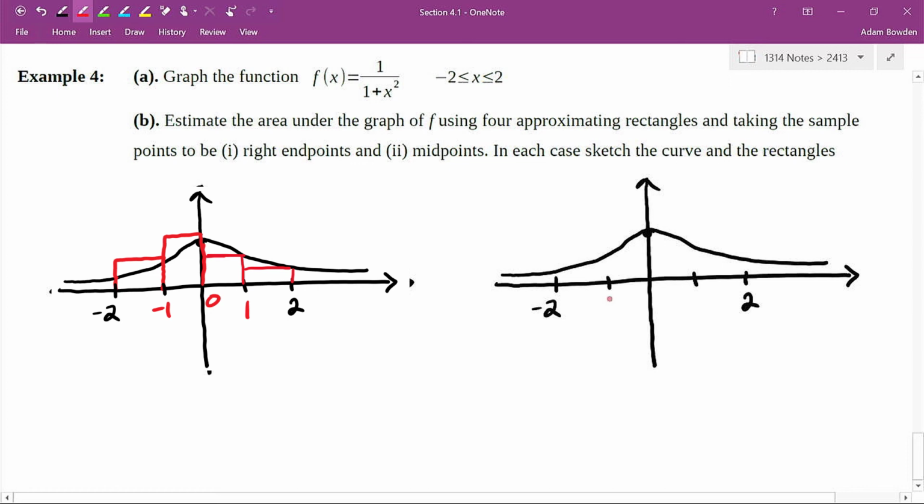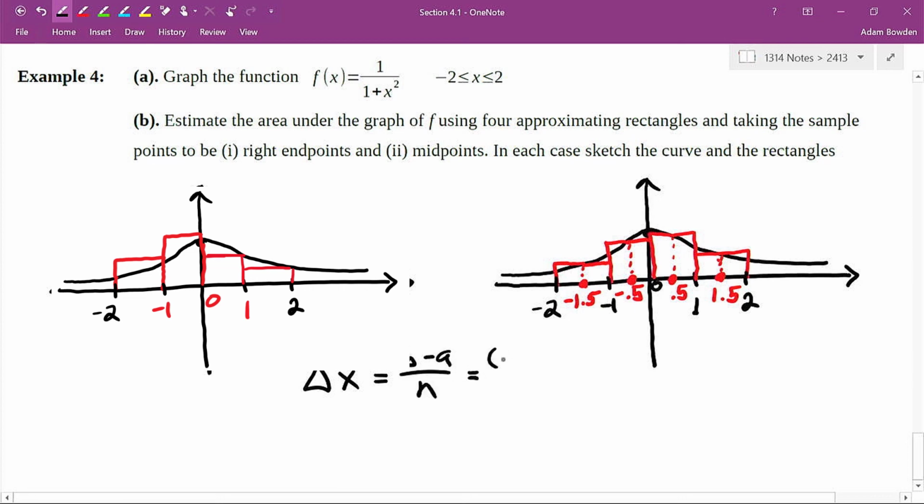Now for midpoints, on the other hand, we kind of have to go in the middle between the numbers. So this is how we're going to set up the height of each of our rectangles. And so those would be positioned here in the middle at -1.5, -0.5, 0.5, and 1.5. So in any case, delta x, which is the width of each rectangle, which is b minus a over n, would be what we just were looking at up above, but to calculate it, it would look like 2 minus -2 over 4, since we're doing 4 rectangles, and that's just equal to 1, which makes sense versus what we just did in the picture.